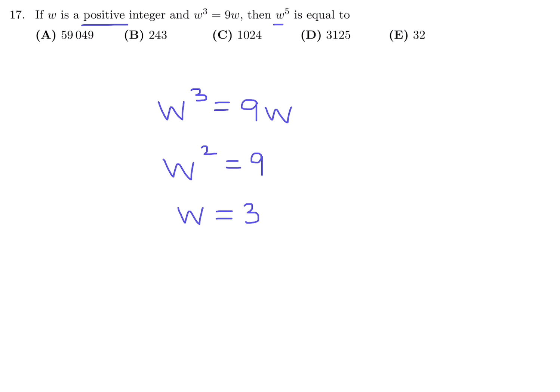And now we just figure out w to the power of 5. Well, w is 3, so 3 to the power of 5, and 3 to the power of 5 is equal to 243. So number 17, the answer is B.